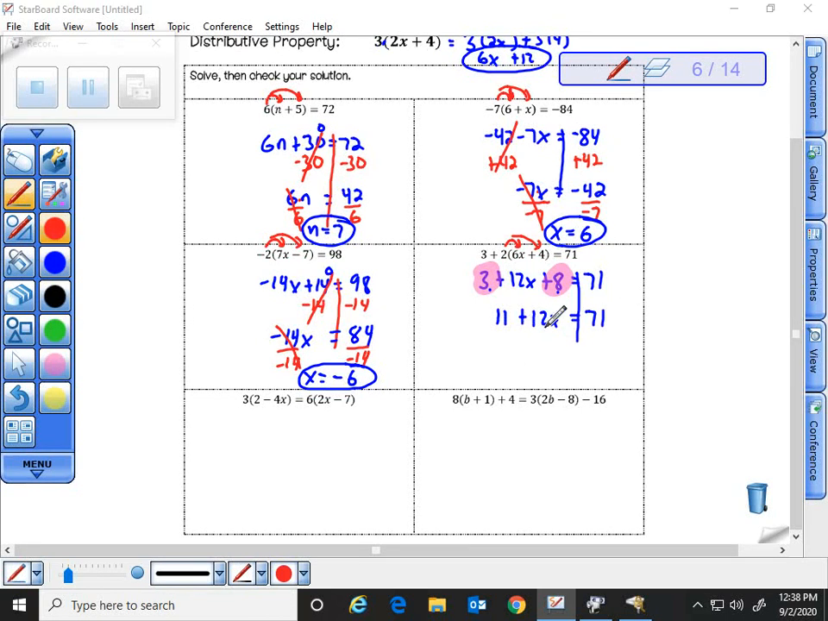And then trying to get the x by itself, I will subtract 11 from both sides. You'll get 12x equals 60. And then divide both sides by 12. You would get x equals 5.